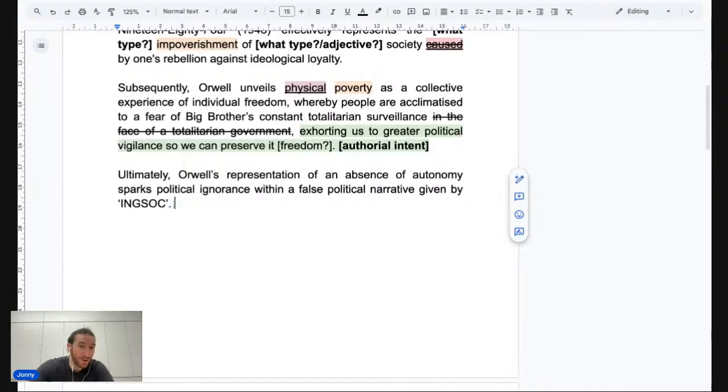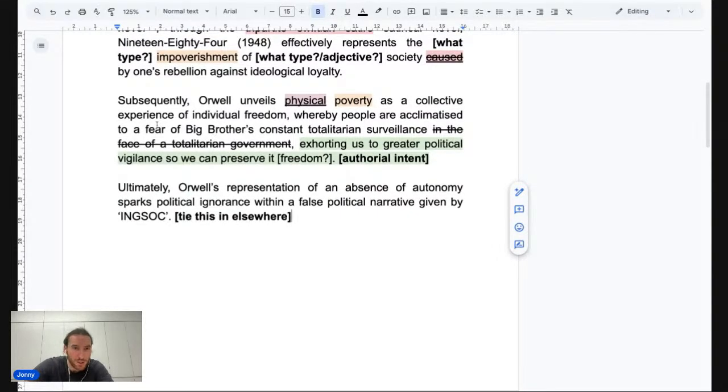But if you can tie this in elsewhere, then that would achieve that goal of having some specific textual references, even in the intro, just to set the scene. So you could say, whereby people are acclimatized to a fear of Big Brother's constant totalitarian surveillance. Ultimately, Orwell's representation of an absence of autonomy sparks political ignorance within the false, yeah, maybe we could extend on this, within the false political narrative of Ingsoc, or false political ideology, or you've said political here, sparks political ignorance.